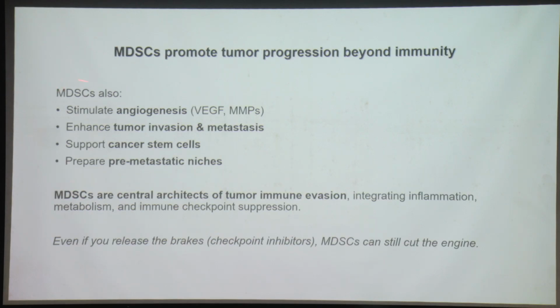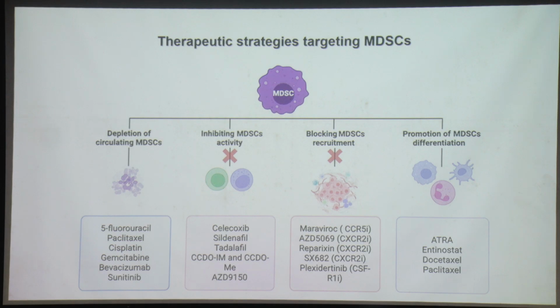MDSCs also stimulate angiogenesis independently. They enhance tumor invasion and metastasis, and they support cancer stem cells. They are central architects of tumor immune evasion, inflammation, metabolism and immune checkpoint suppression. You are just attacking PD-1, PD-L1, but look at MDSC, it is doing every single thing there. So even if you release the brake by doing PD-L1 therapy, MDSCs can still cut the engine. This is really, really bad.